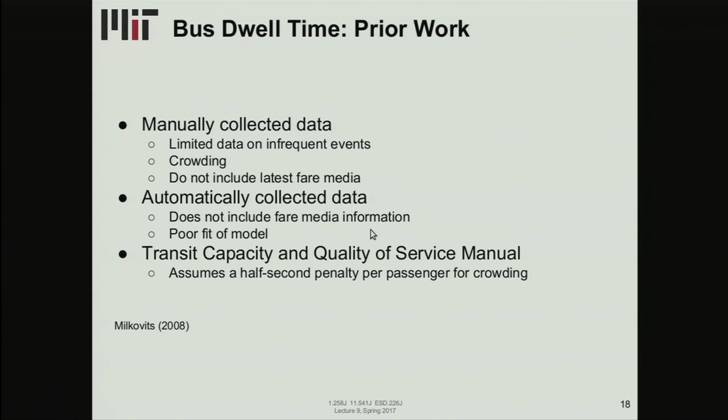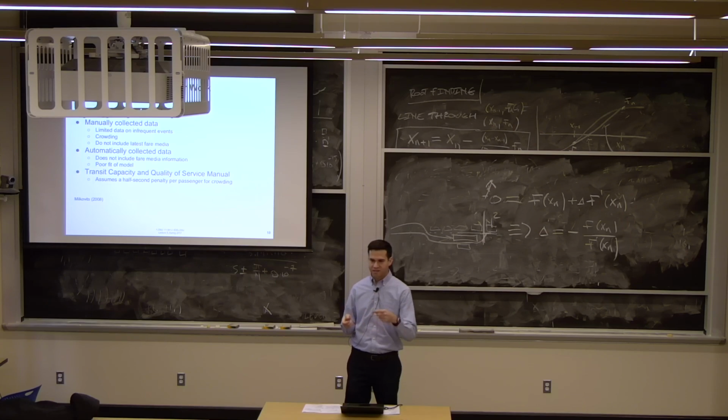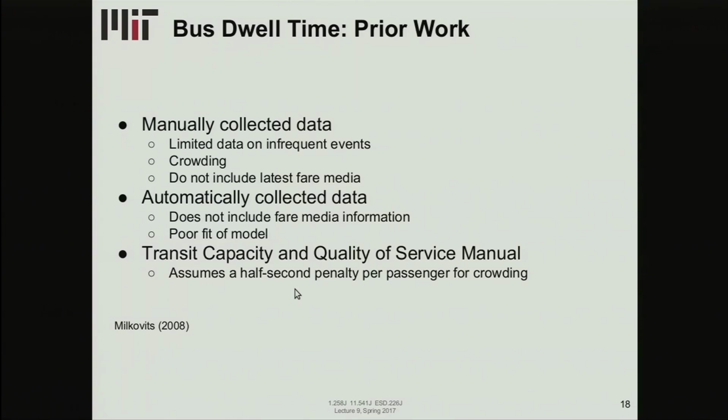So there was another study that did have automatically collected data, a little more recent, but they hadn't taken into account the effect of payment type. So the AFC system does tell you this is a pass or this is a ticket, but they had ignored that variable from the model, and the fit of the model is poor. So then we have a transit capacity and quality of service manual, which says assume half-second penalty per passenger for crowding. So rule of thumb.